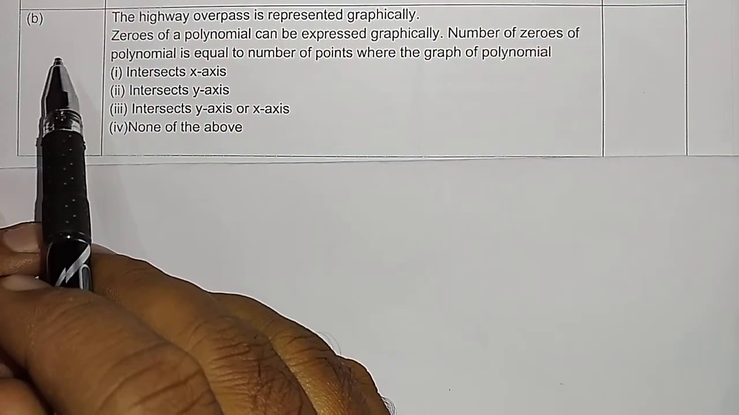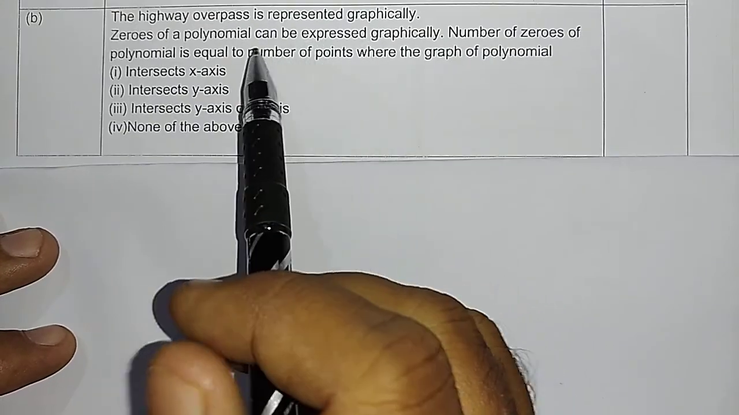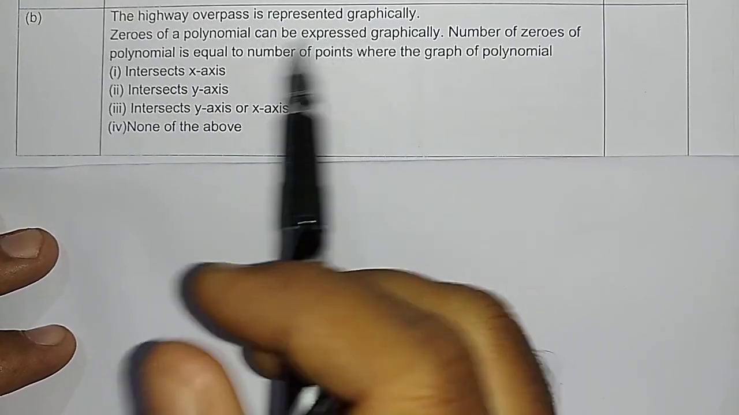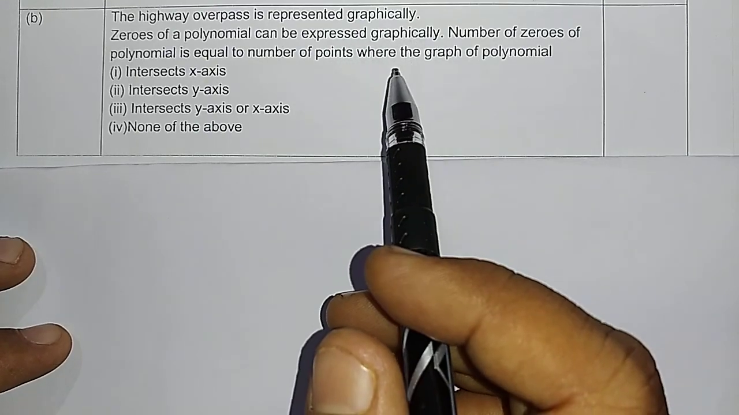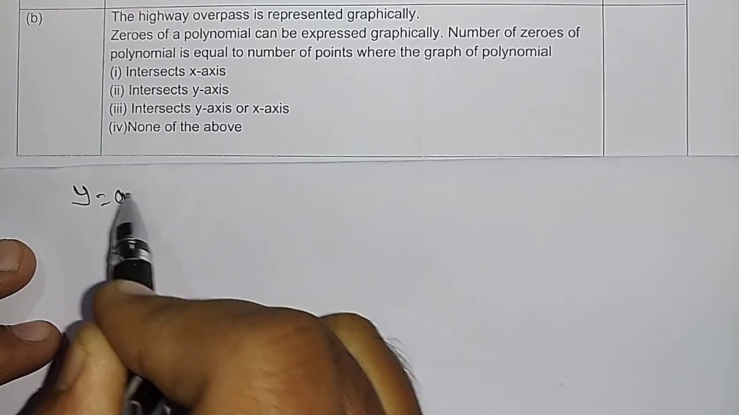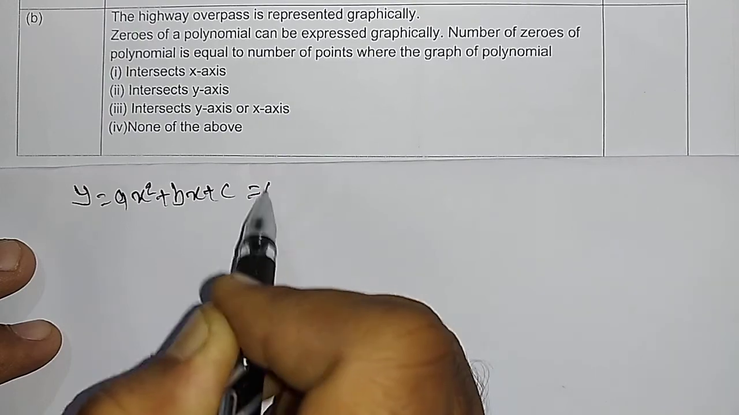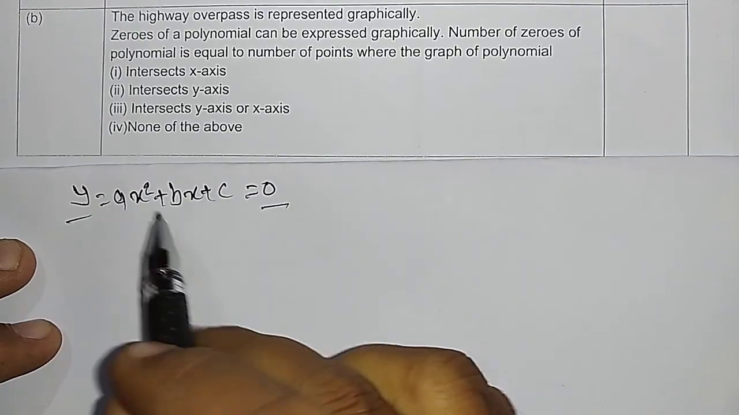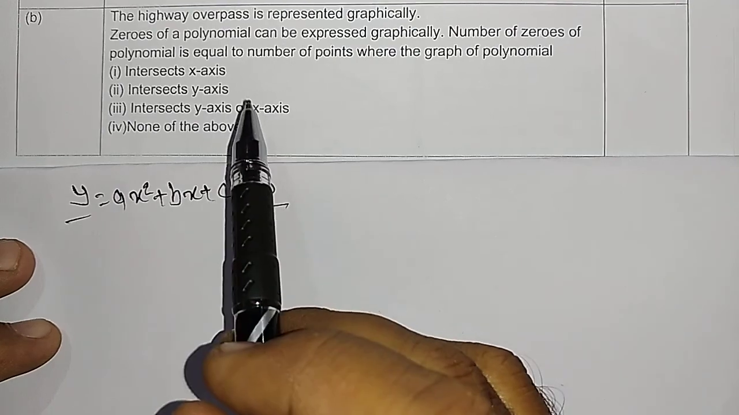Now we have to look at question number B. The highway overpass is represented graphically. If we represent the highway overpass graphically, zeros of a polynomial can be expressed graphically. So it is obvious that the zeros should be expressed graphically. As you know, the standard form of a quadratic equation is y equal to x square plus bx plus c, and y should be 0. What does it mean? y equal to 0. This is the standard way to represent a quadratic equation or polynomial.